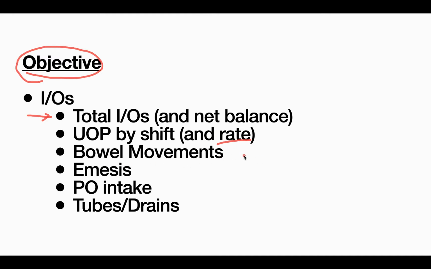You want to report if they're having any bowel movements, any emesis, if they're taking in any PO intake, it's good to know how much. And then if they have any tubes or drains, chest tubes, JP drains in the abdomen, NG tubes, etc., you definitely want to report those as well. And usually with the tubes and drains, you want to report that in contrast to the previous day so they know if it's increasing, decreasing, staying the same, etc.